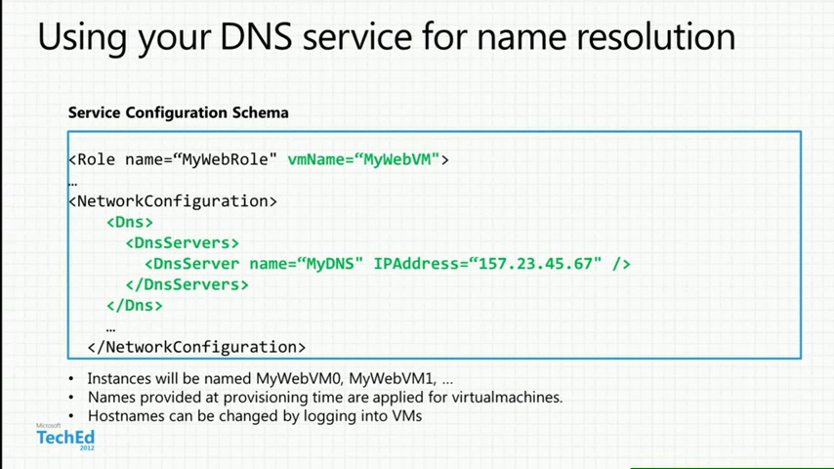So the way it works for PaaS instances is that whatever you specify as your VM name, we suffix it with the instance count. So that way, even if you're using Azure-provided DNS and you want to talk to another VM down the road, you could actually refer to it by the instance name. And you'd know if you had 10 instances, my web VM 0 would be my first instance and so on. You could actually use names to resolve to it. The way you'd specify your own DNS server that you wanted to use for your service is using the schema here. You could specify the DNS server's IP and a name that you want to use for your DNS server, and we'd use that DNS server for name resolution.